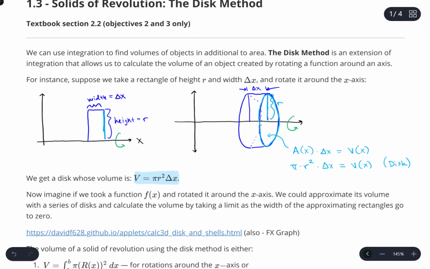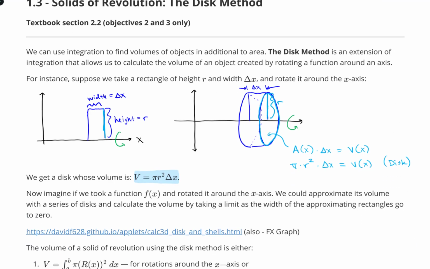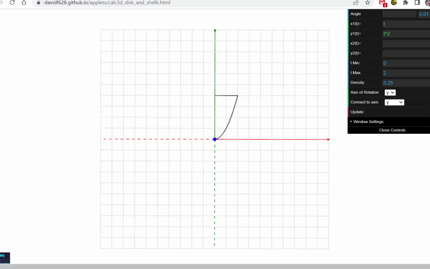Now if you imagine you have a function f of x and you're rotating that function around the x-axis, I am not going to be able to draw that at all, so let me bring up something to help us see this visually.